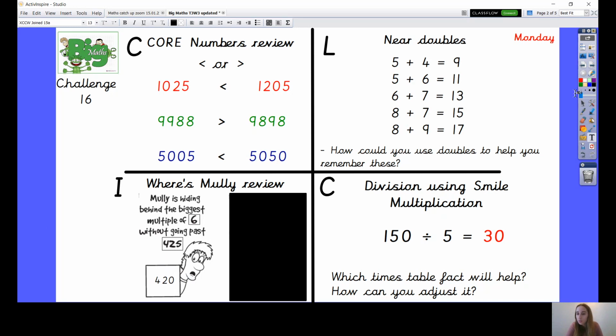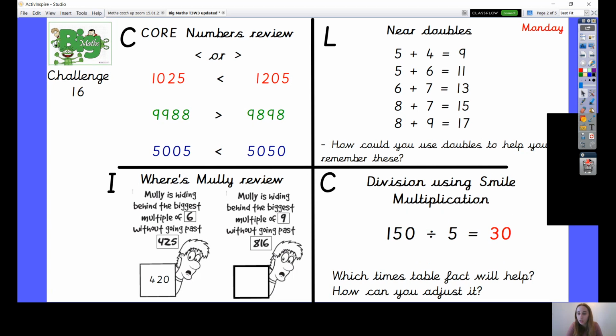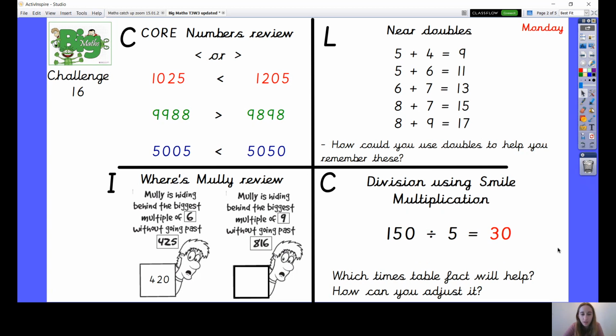So here is your example that I'd like you to have a go at. Molly is hiding behind the biggest multiple of 9 without going past 816. You need to think about a multiple of 9 that jumps out at you from this 3-digit number, 816. And then we will check what Molly is hiding behind. So pause the video, have a go, and then play again when you want to check.